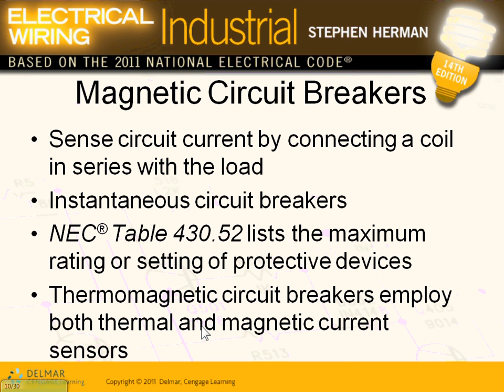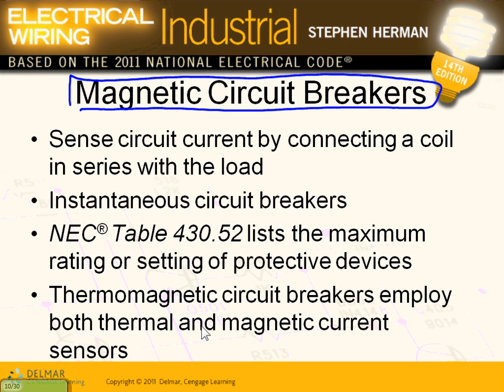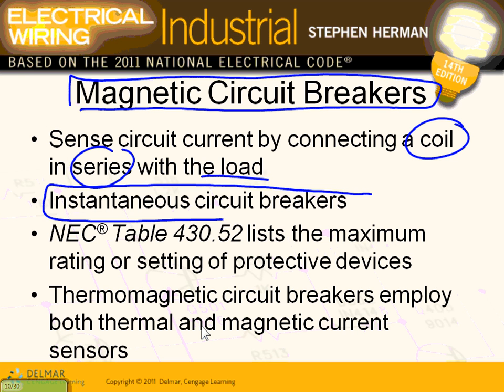Okay. Now, that's thermal circuit breakers. The other component is magnetic circuit breakers. The magnetic circuit breakers, guys, what they do is they have a coil and they put it in series with the load. A coil in series with the load. The code gives them the name instantaneous circuit breaker. Remember that term, instantaneous circuit breaker, that we use for motors? All they're looking at is short circuit.